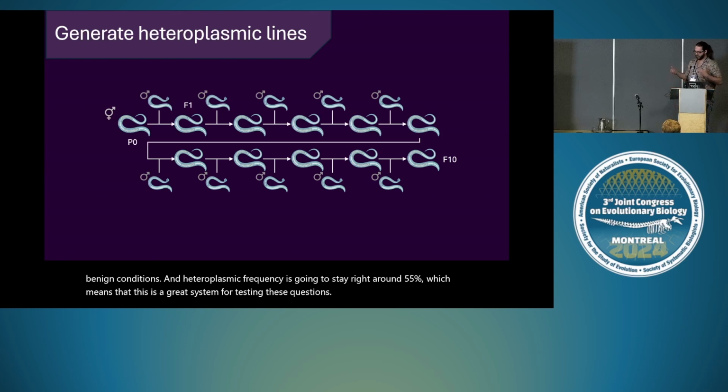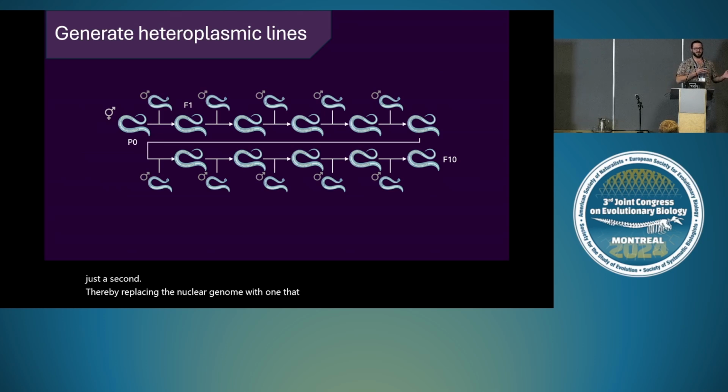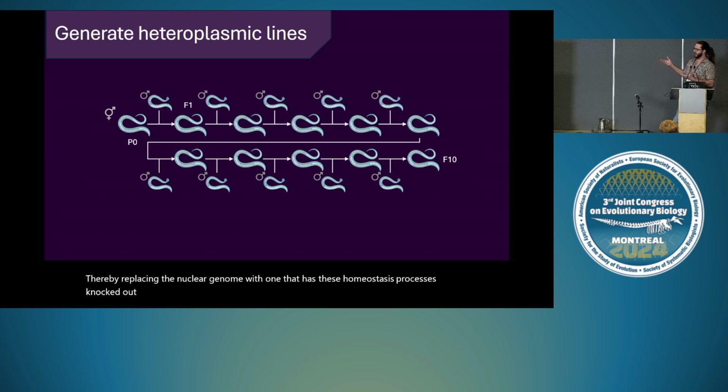So, like I said, we wanted to create these lines with the disrupted homeostasis. And so C. elegans is a great system. It is a facultatively outcrossing hermaphrodite. And so what we just do is we take a hermaphroditic worm that contains this selfish variant, and we outcross it to male worms, which contain each of our variants of interest that we'll go into in just a second, thereby replacing the nuclear genome with one that has these homeostasis processes knocked out, and pushing through a mitochondrial genome that has our selfish variants present as a heteroplasmy.